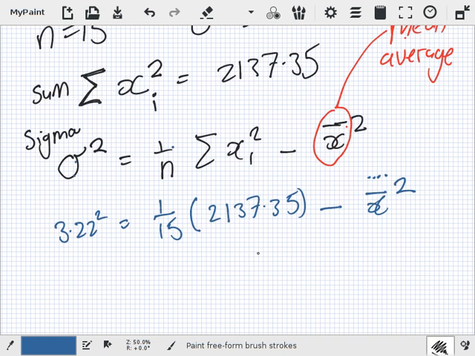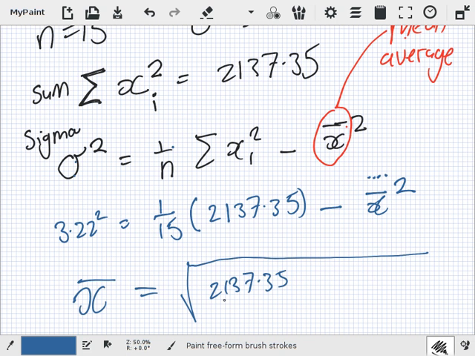Oh, there you go. So the answer equals the square root of 2137.35 over 15 minus 3.22 squared. Finished. Finish that one.